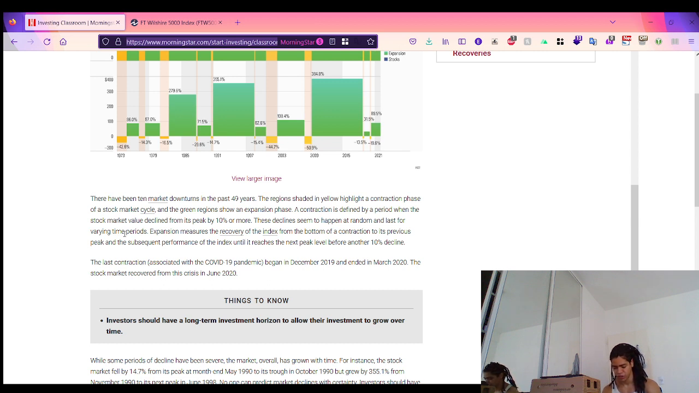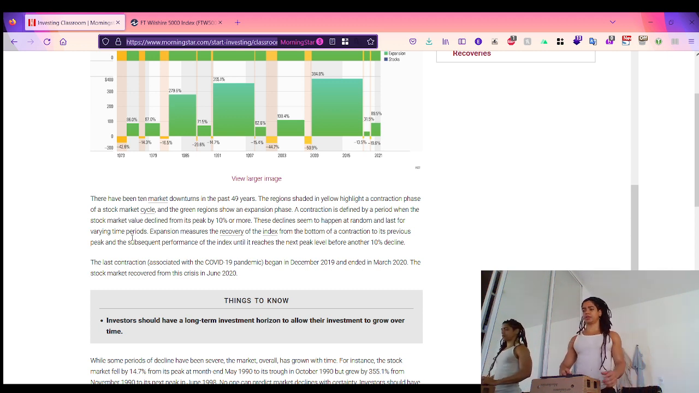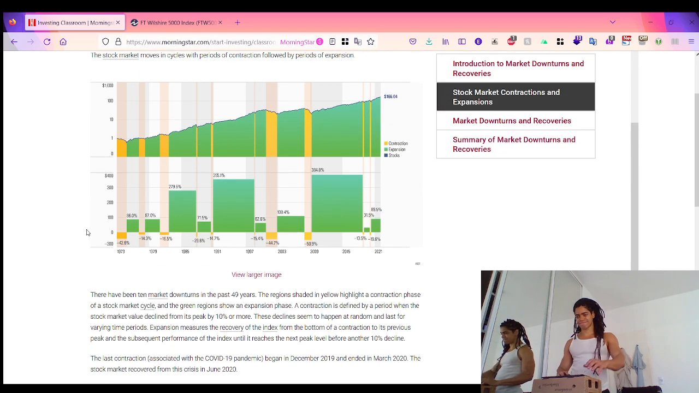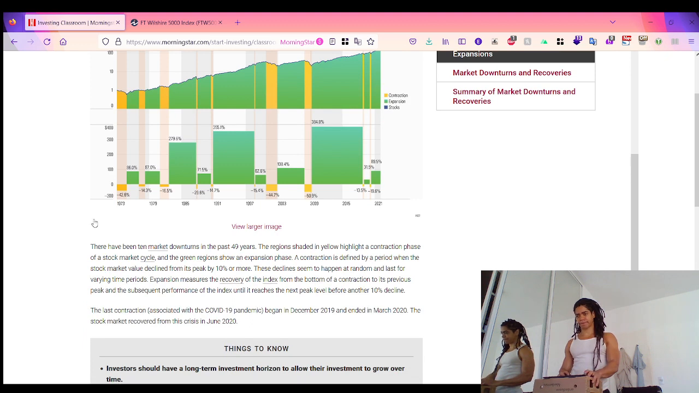So anytime you see an index, I would argue that what they're doing is measuring progress, whatever they're measuring.